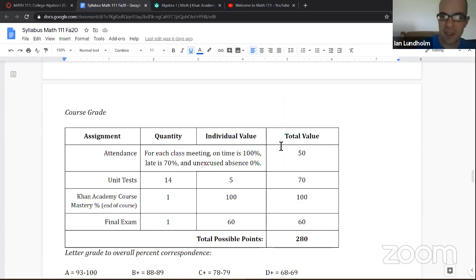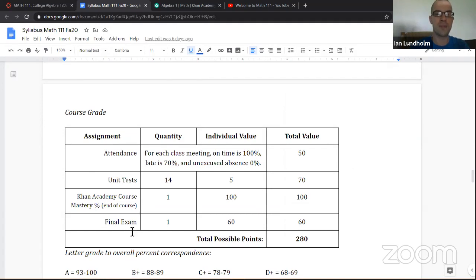So this 50 points should be really easy to get for you. It's just being there. Unit tests, there are 14 of them. As long as you pass each unit test, I will give you the full 5 points for each unit test. So there's a total of 70 up for grabs there. Again, you can take those unit tests as many times as you need. So that should be 70 out of 70.